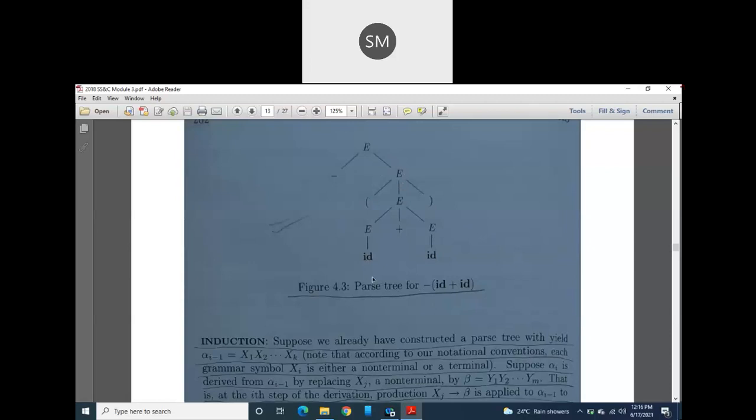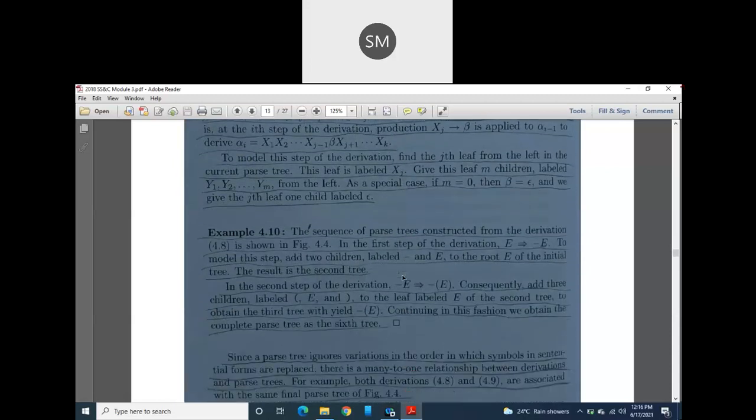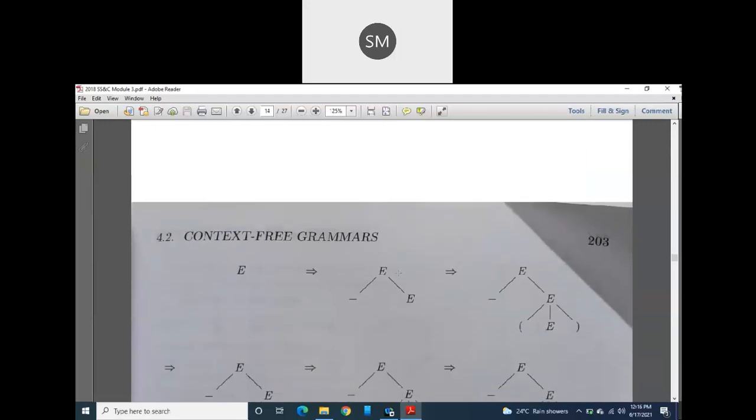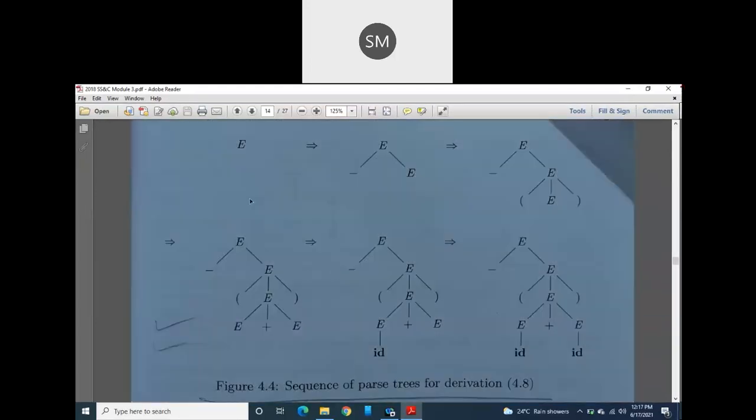You just keep on observing the leaf nodes of this tree. Coming from left to right: minus, then open parenthesis, then id, then plus, then id, then last right parenthesis. Correct? This string we got from this parse tree. Okay, so try to understand, guys. These are all very important and interesting concepts. Then one more tree I want to show you. If you write the same parse tree step by step, then the sequence of these parse trees will be like this.